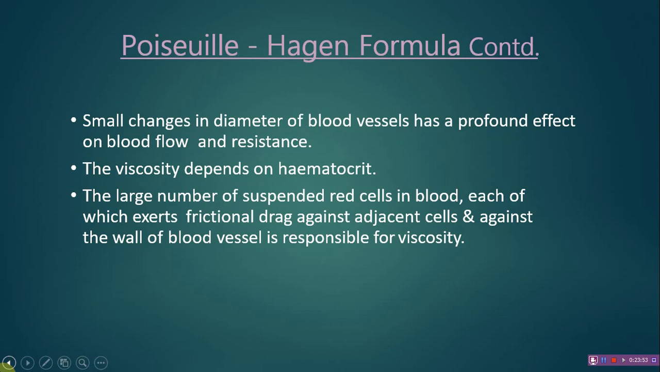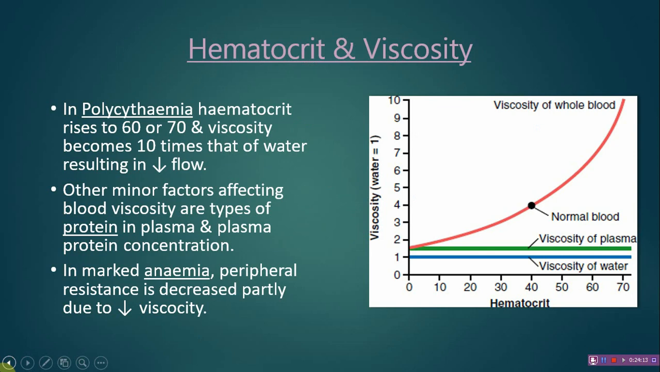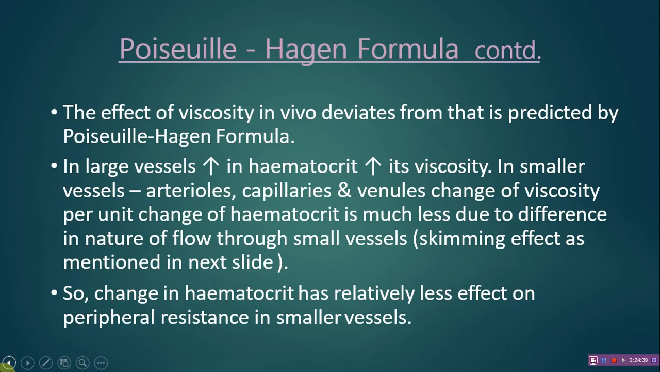The viscosity actually depends on the hematocrit, because a large number of suspended red blood cells in the blood, each of which exerts frictional drag against adjacent cells and against the wall of the vessels, is responsible for the viscosity. So in polycythemia, hematocrit will rise to 60 or 70 and viscosity becomes 10 times that of water, resulting in the decrease of flow. Also, other minor factors affecting blood viscosity are types of protein in plasma and plasma protein concentration. And on the other hand, in marked anemia, peripheral resistance is decreased partly due to the decreased viscosity.